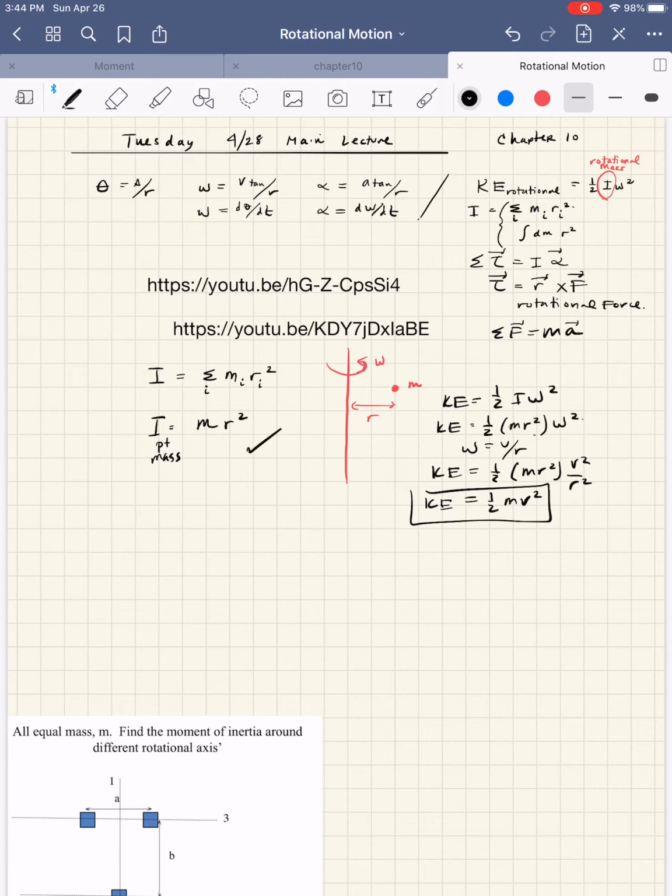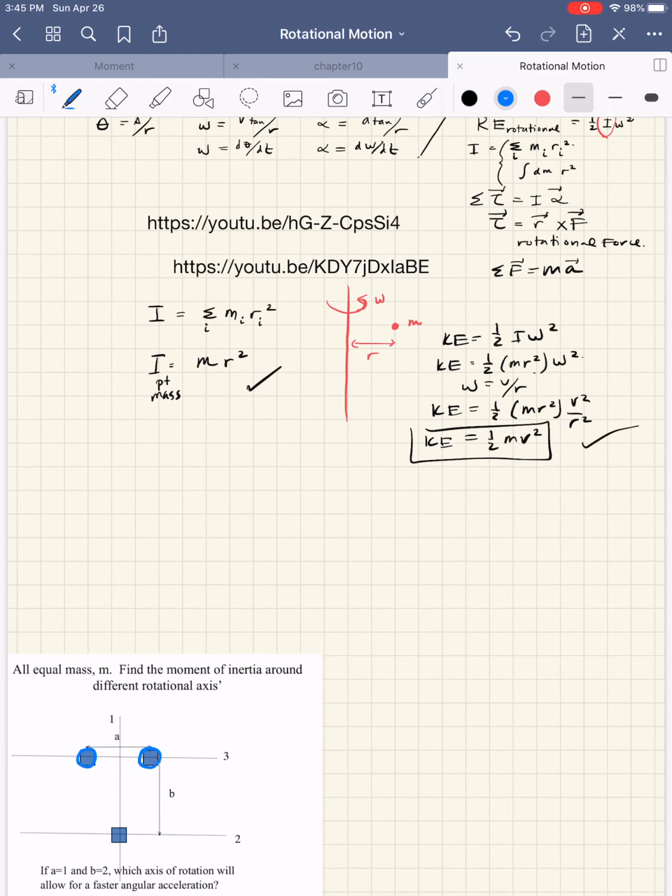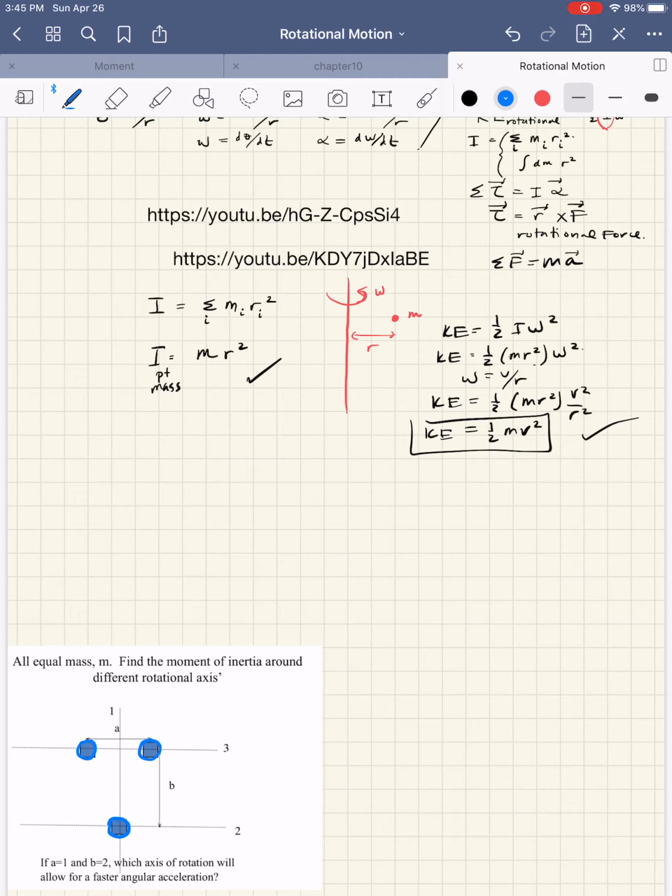So this makes sense. And I'm going to go ahead now and find the moments of inertia of a bunch of different point masses, as seen below here, around different axes of rotation. I don't know why they're squares all of a sudden, but these are supposed to be all equal masses in this picture. 3 equal masses. What I want to do is find the moment of inertia around different axes of rotation. The first axis of rotation would be here, dissecting this bottom mass right here.